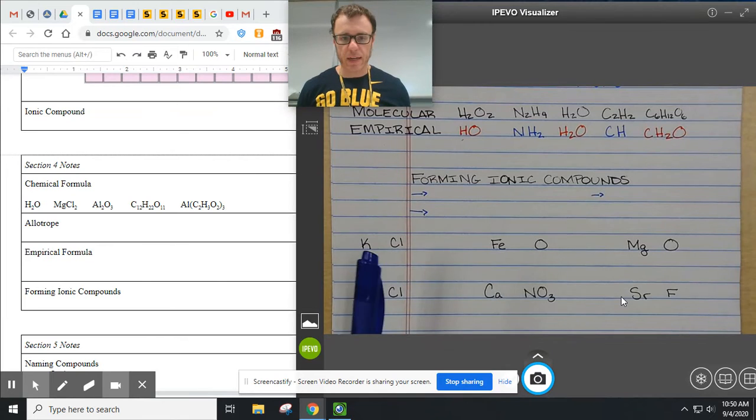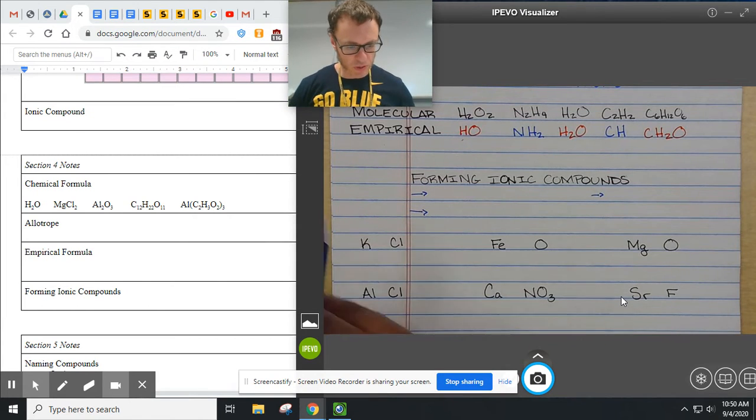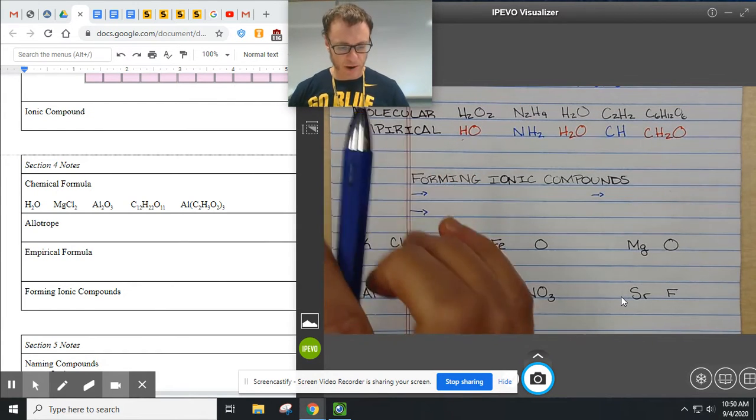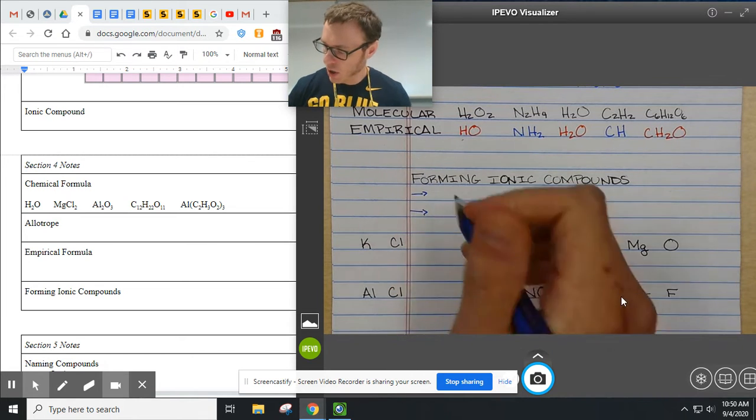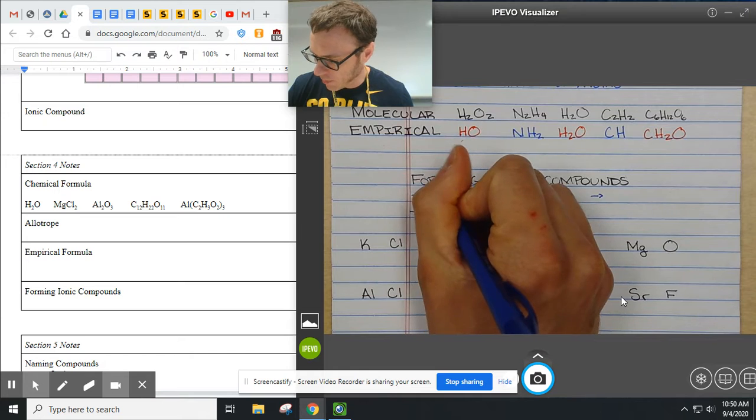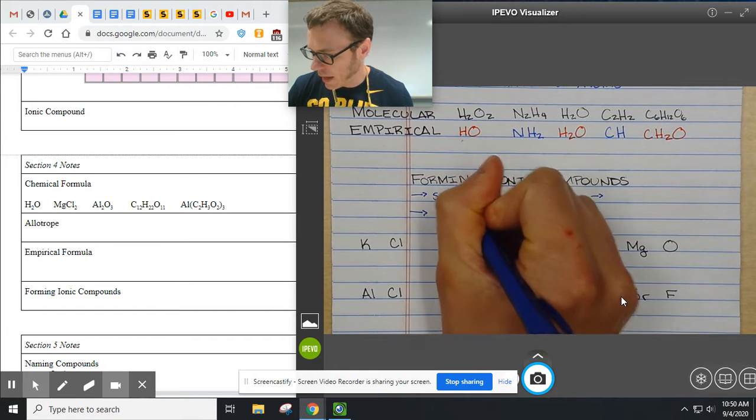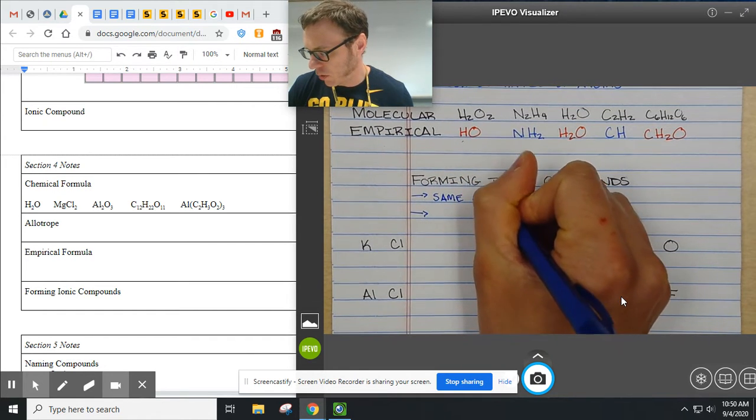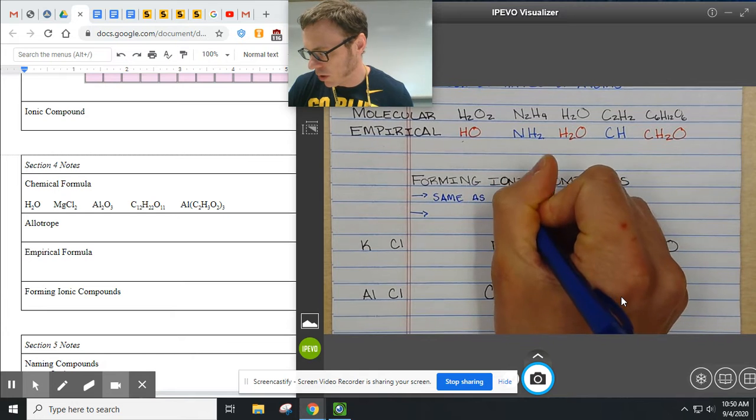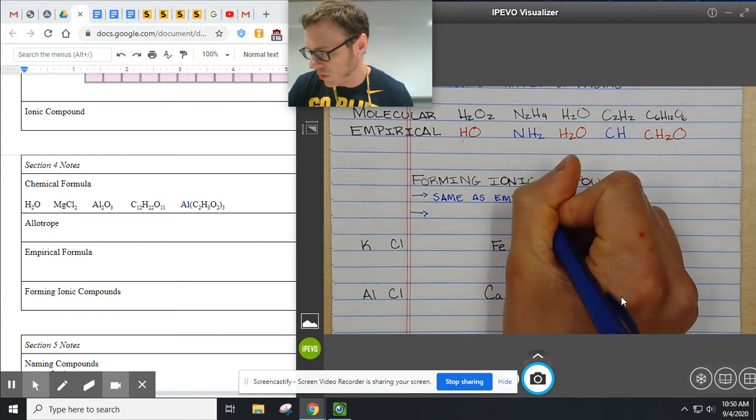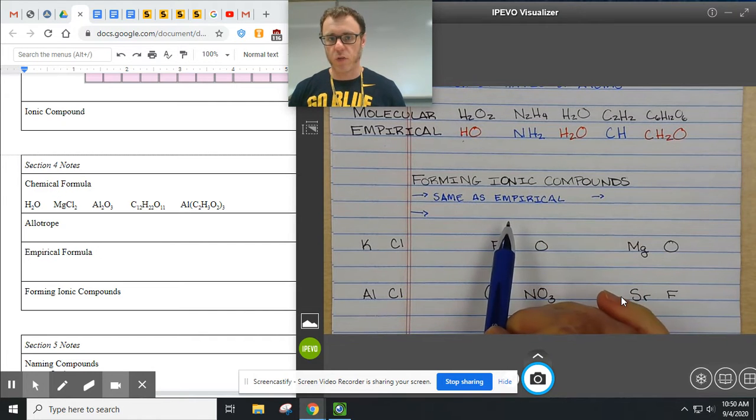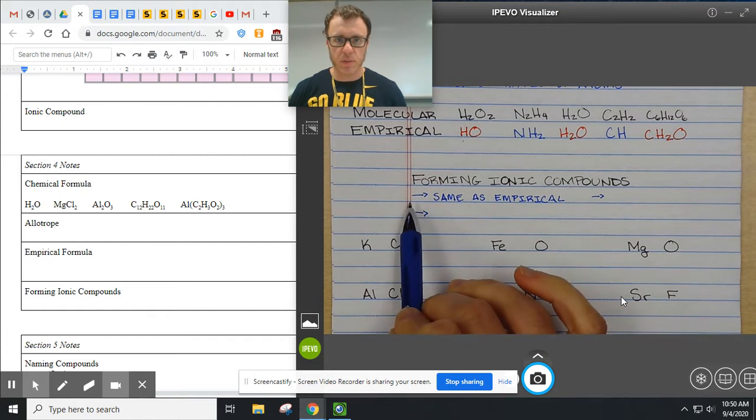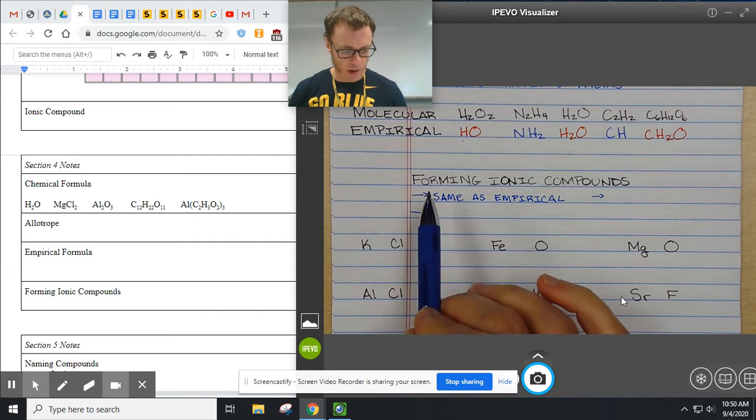All right, guys, forming ionic compounds. This is something that is going to take a little bit of practice. When you form ionic compounds, these are the same as empirical formulas. That's just how it's going to be, because whenever we write an ionic formula, it's the same as the empirical. That's just what we got going on.